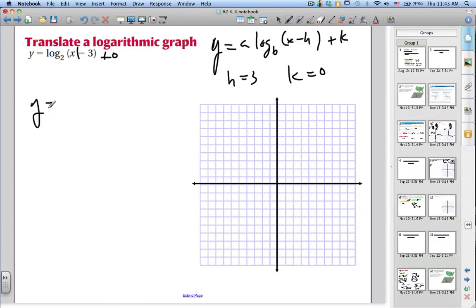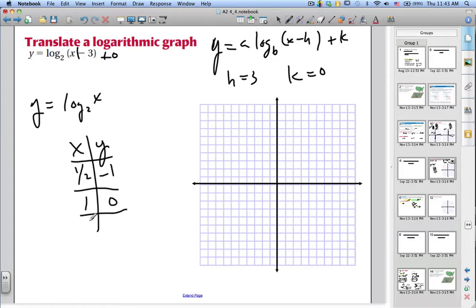I'm going to create an input-output table for log base 2 of x. I'm going to pick powers of the base, powers of 2, the -1 power, the 0 power, and the first power. And there's my input-output table. So when x is 1/2, I'd be at -1. When x is 1, I'm at 0. And when x is 2, I'd be at 1. And this is the graph without h and k.